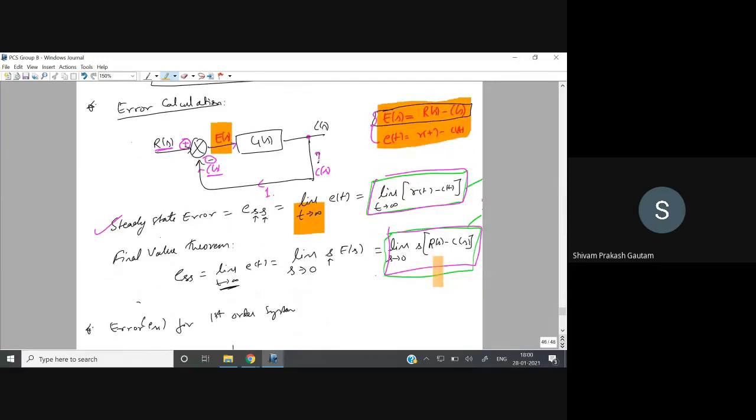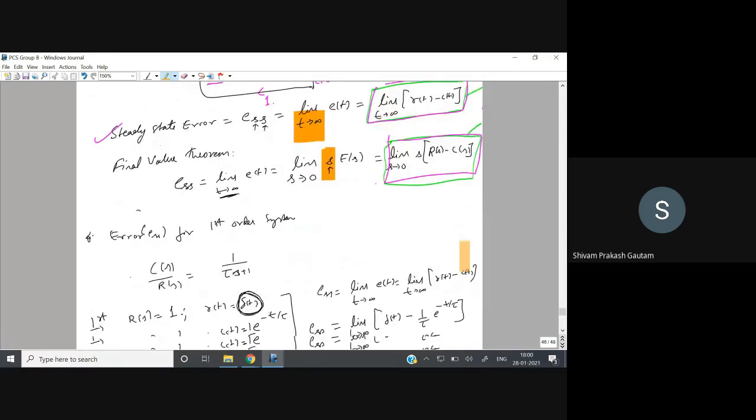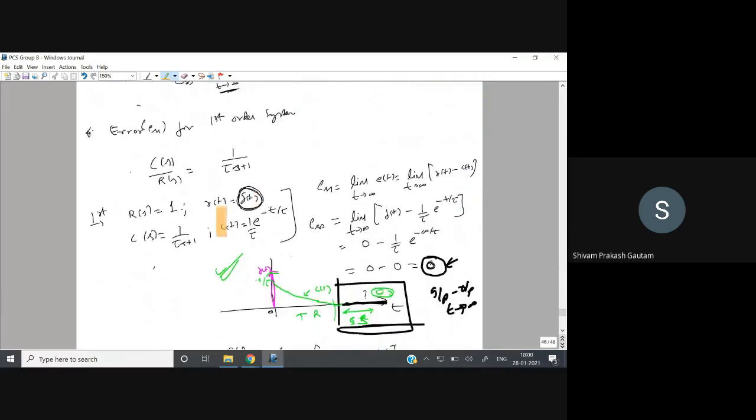Final value theorem we have also seen, that is in the S domain. So when t is tending to infinity, our s will tend to 0, and this is an s, an extra term which is added here into E(s). E(s) is simply R(s) minus C(s). So we have calculated error for the first order system. You can see for the first order system R(s) is equal to 1, that is R(t) is equal to delta(t), and C(s) is equal to this. If substituted in the time domain, you can see we have calculated that error is 0.